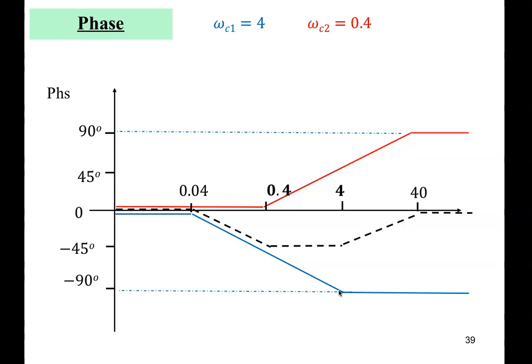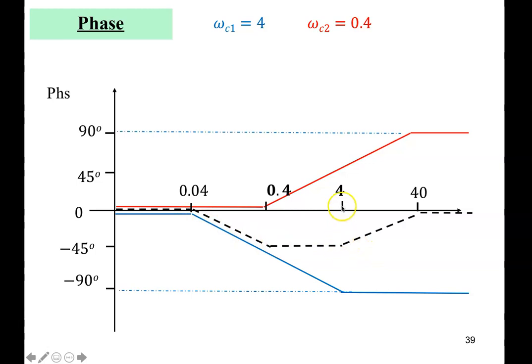To find the phase plot for G1 times G2, which is also the phase plot of G(s), you just add them up, frequency by frequency. So start from here, red is 0, blue is 0, so black is 0. There, red is 0, blue is 0, so black is 0. So I'm going to link everything up here. Next division, red is 0, blue is minus 45. So the black should be minus 45. Okay, so I'll put a dot there, and I'm going to connect them back.